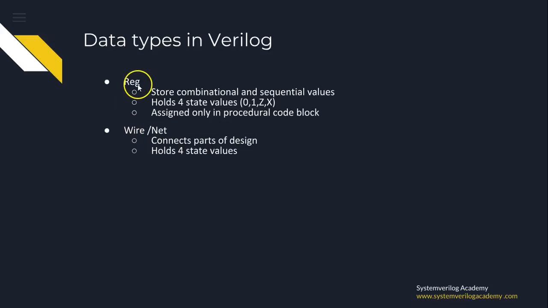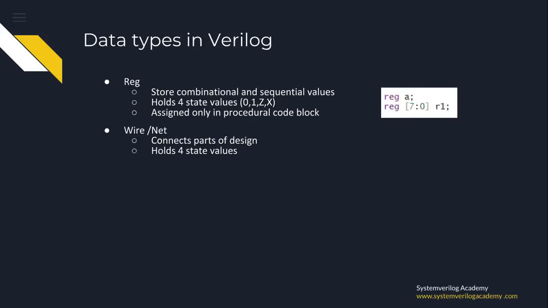A register type variable is capable of storing values in it. It can store sequential and combinational values. It is a four-state variable as well. That is, it can hold any data value in the set 0, 1, x, and z. It is declared using the keyword reg. Here is an example of declaring a single bit and an 8-bit register type variable named a and r1.